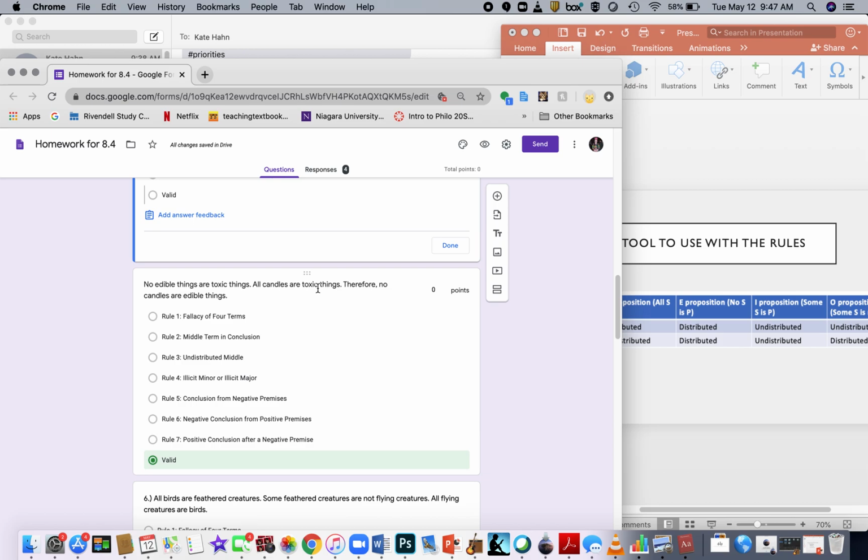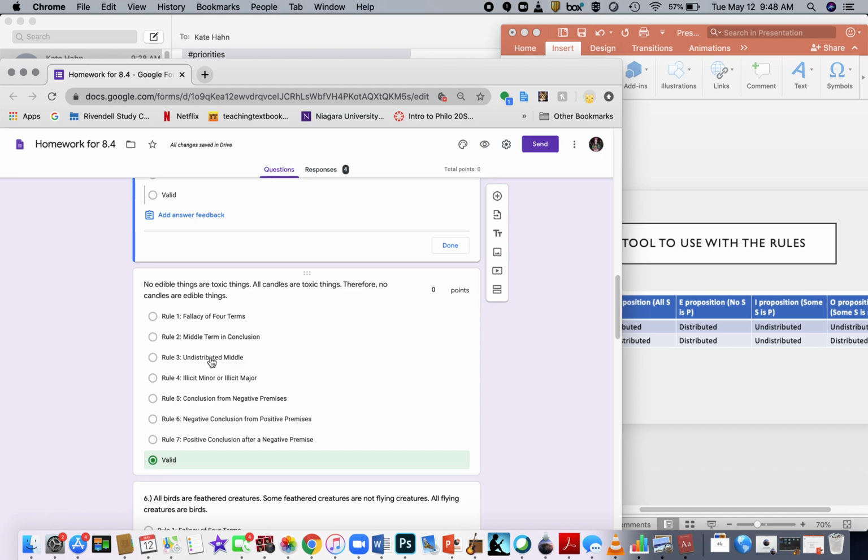This one is actually valid. And you can go through each of these and see how nothing is violated. I'm not going to go through all of them, but I'll give you a couple. So there's 3 terms: edible things, toxic things, and candles. There's not 4 terms. And the middle term is toxic things. So you know this because the middle term is what's repeated in the premises, ideally. Toxic things is not in the conclusion. So middle term in the conclusion is not violated.